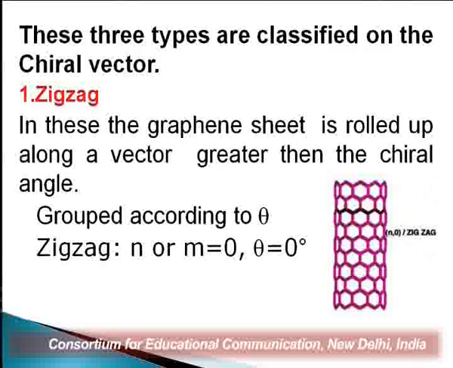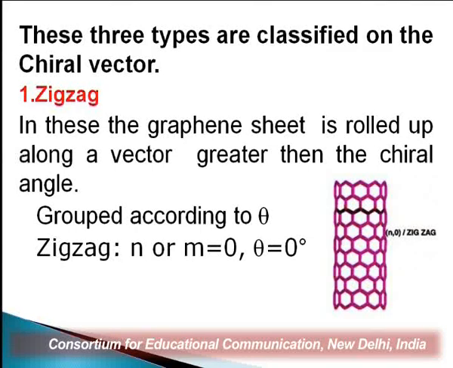First we discuss the zigzag, and this classification is on the basis of the chiral vector. In this form, the graphene sheet is rolled up along a vector. So the value of n or m, one value will be 0, and theta will be 0, as we are rolling it along the chiral vector. Here we see that in the zigzag form n or m is equal to 0 and theta is equal to 0. Either n or m will be 0.